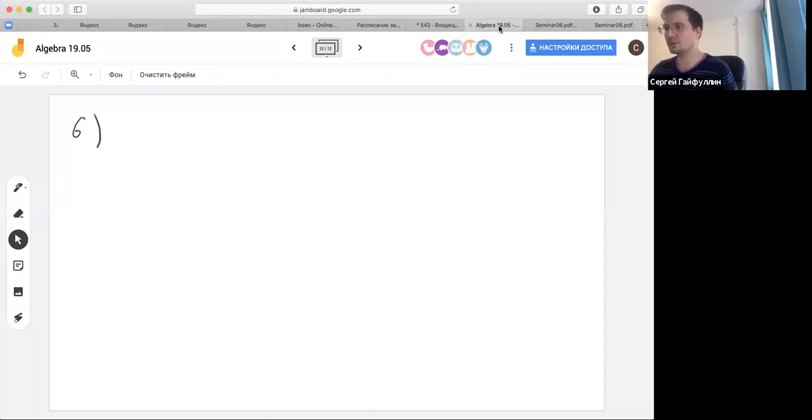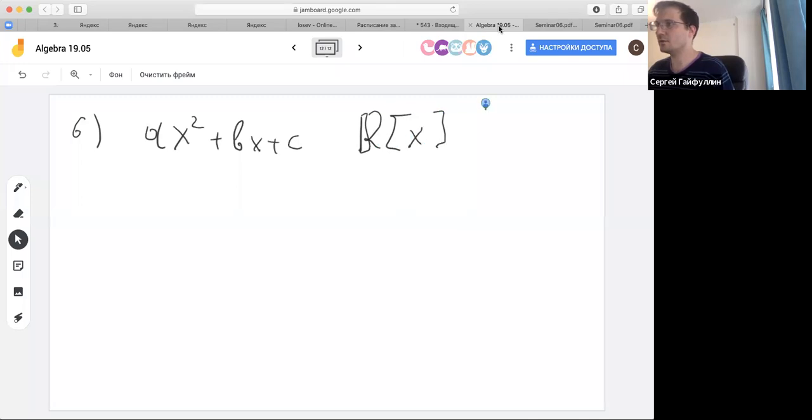In number 6, we have a polynomial of degree 2, f = ax squared plus bx plus c, and we want to show that the factor ring R[x] divided by the ideal given by f is isomorphic to the field of complex numbers if and only if f has no roots.